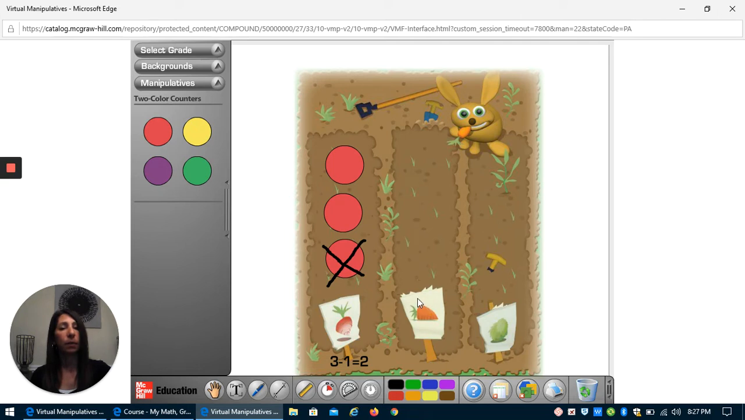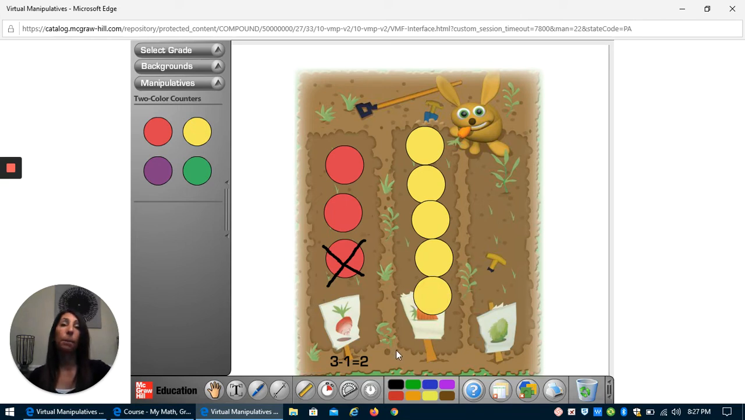Let's move over to the middle here. And what veggie is this? That's a carrot. And rabbits absolutely love carrots. So let's start with 5. 1, 2, 3. Oops, that one didn't want to come over. 3, 4, 5. All right, so we have 5 carrots.